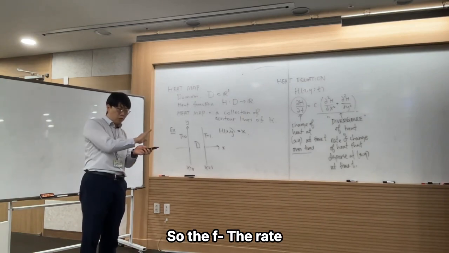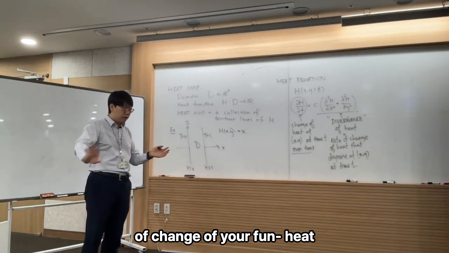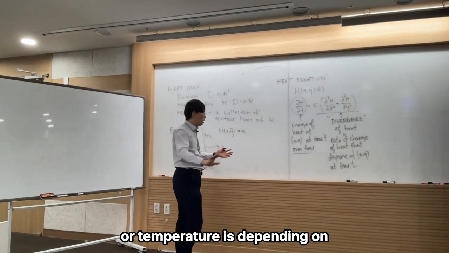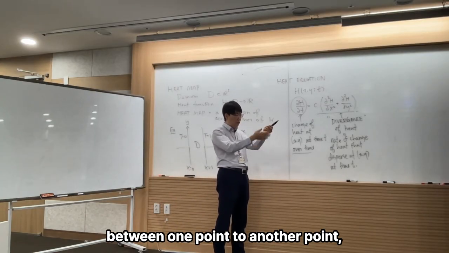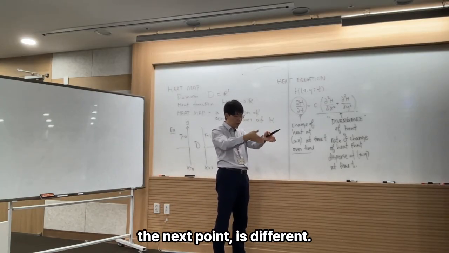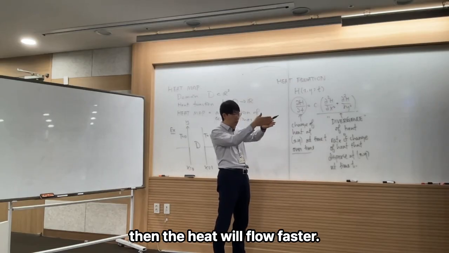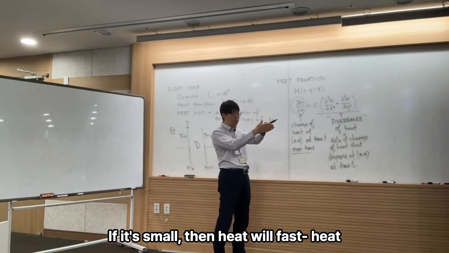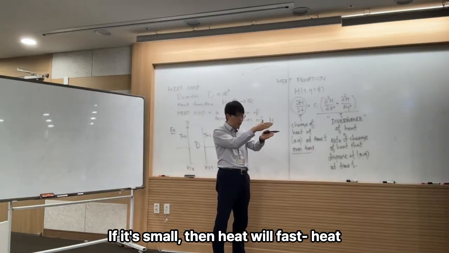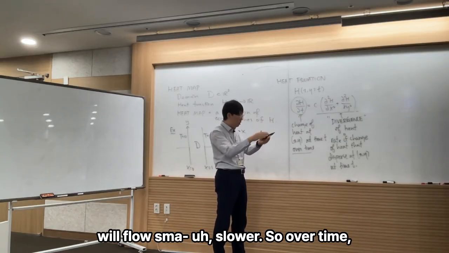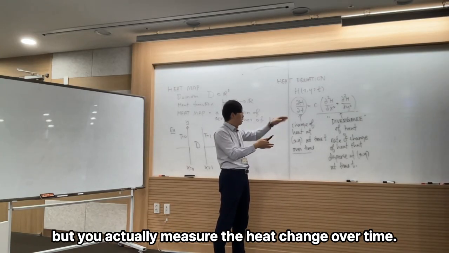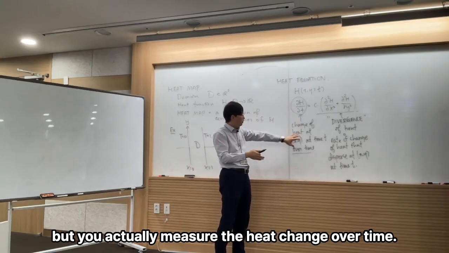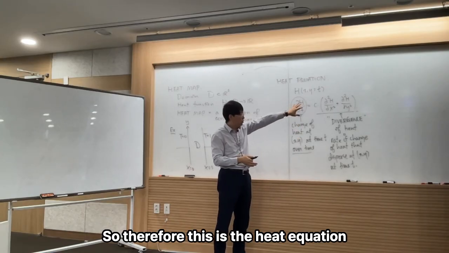So the rate of change of your heat or temperature depends on how different the temperature is from one point to the next point. If there is a big difference, then the heat will flow faster. If it's small, then heat will flow slower. So over time, you actually measure the heat change over time. Therefore, this is the heat equation that governs.